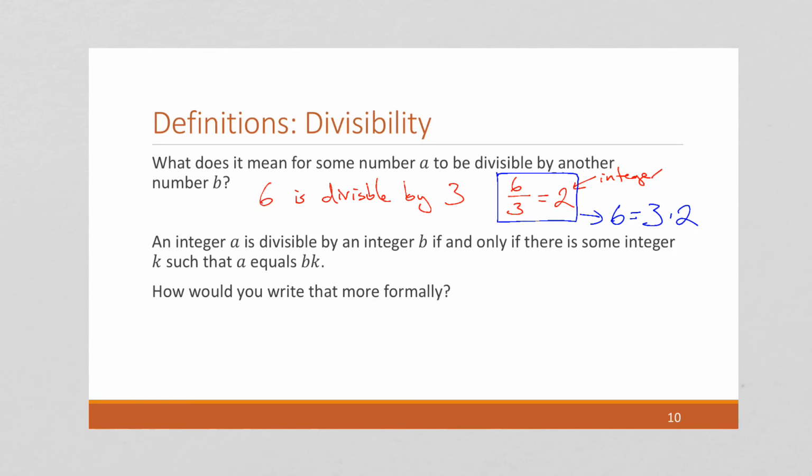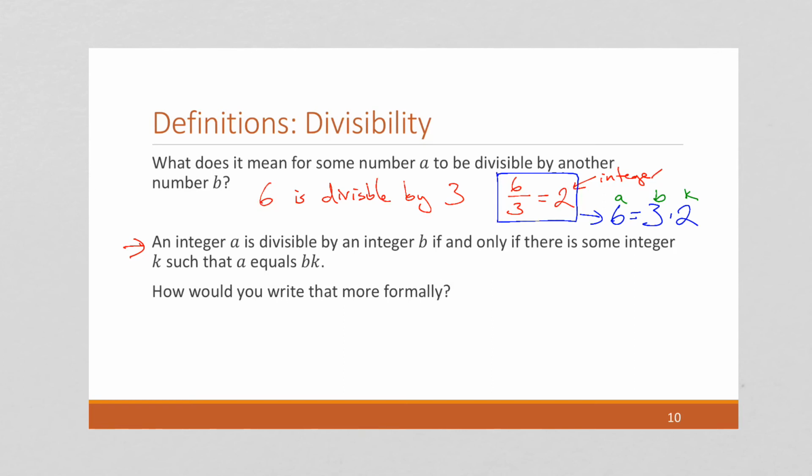All right. So that's multiplying both sides by 3. So we have the number, we call this a, so 6 is a, and 3 is b, and it's multiplied by some integer. Let's call that k. All right. So writing this formally, we say an integer a is divisible by an integer b if and only if there's some integer k, such that a equals b times k.